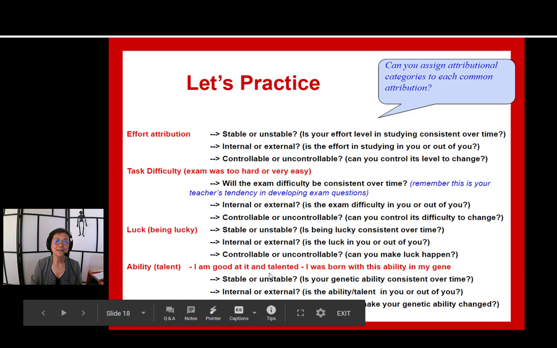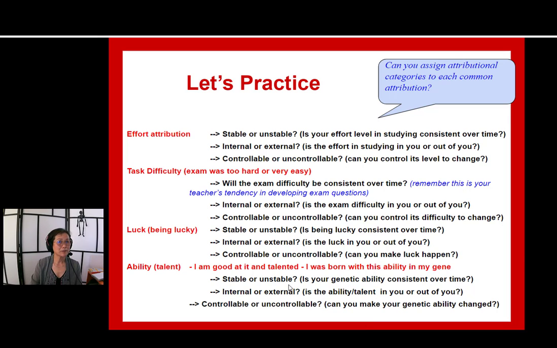How about ability? This is a tough one. Stable, unstable. It's your blood. You're born with it. Your parents gave that to you. It's genetic. It's a psychological core that you have. Stable, unstable. Stable. Right? Internal, external. You have it or somebody else has it? You have it. Internal. Controllable, uncontrollable. Can you become smart all of a sudden? No, it's not controllable. You are born with it. Not going to be changed. Stable. So, out of your control.